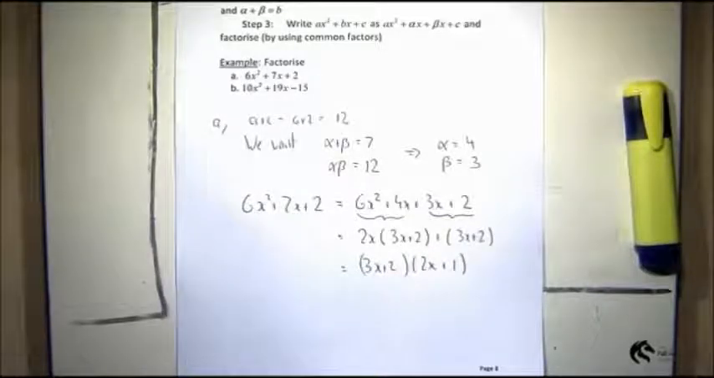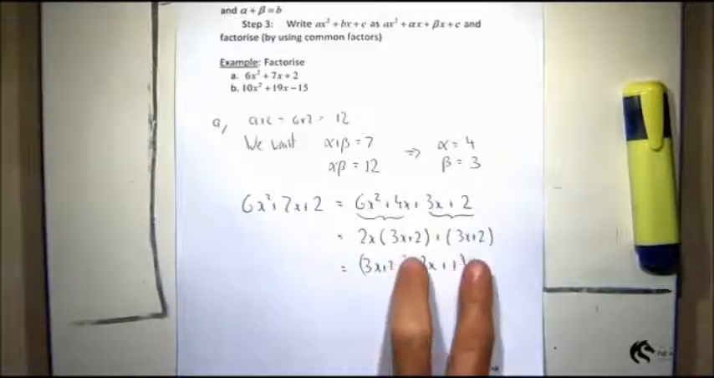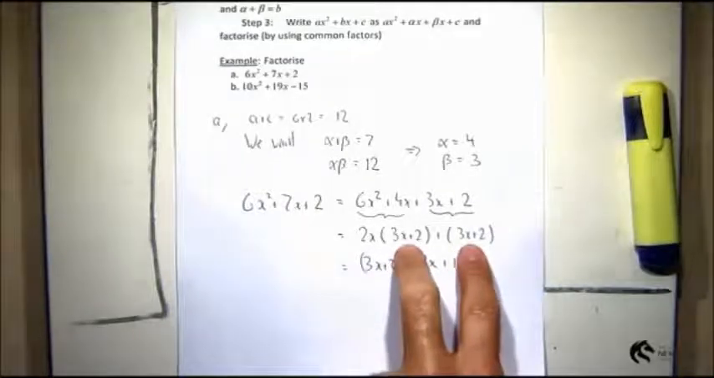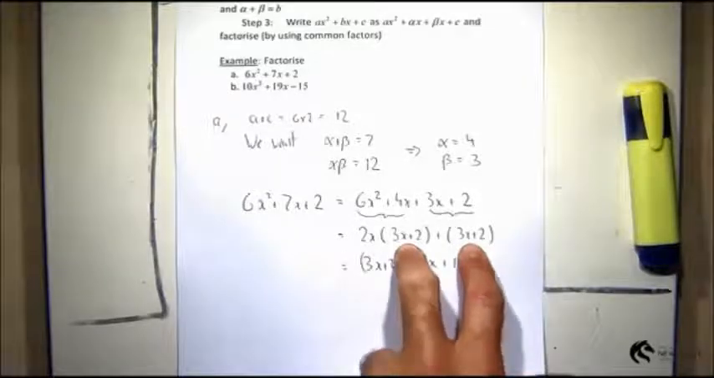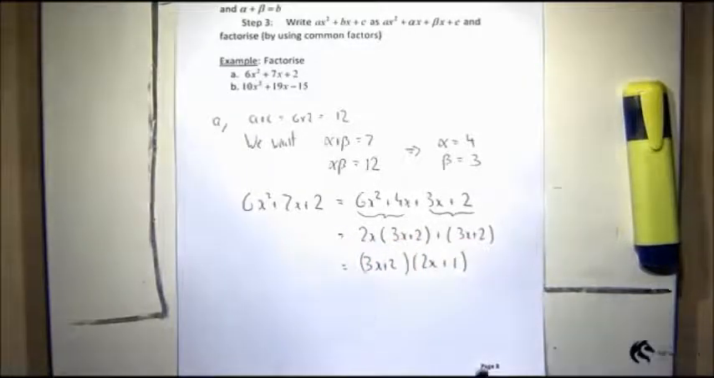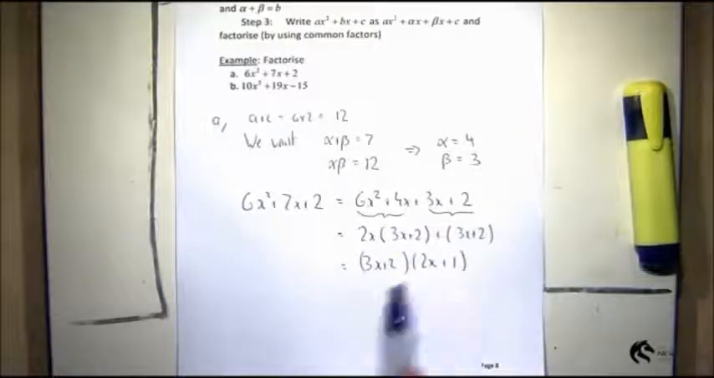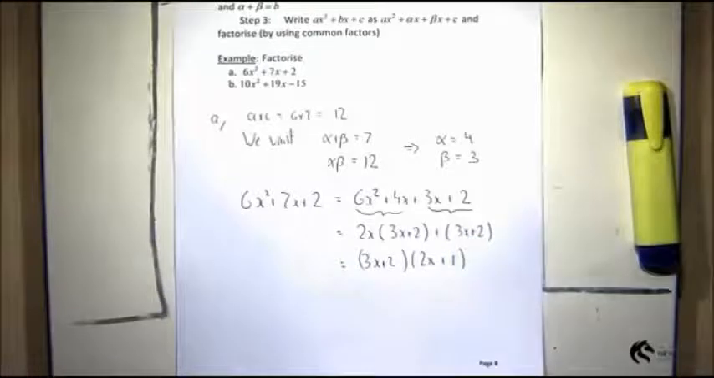If you had the alpha and beta 3 and 4, they could be interchanged. That's correct, and it won't make any difference. It'll always work. If you swap them around, you'd end up with the 2x plus 1 being the common thing here. In this case, 4 could be alpha or beta. You could swap them around. Yes, that's right. Depending on which one you use, you get either 3x plus 2 being the thing here, or 2x plus 1. It just swaps the order around, but you end up with the same answer.